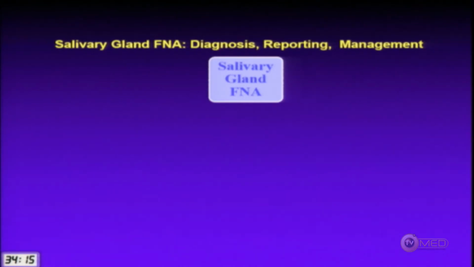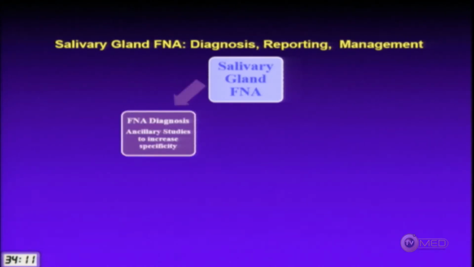So we start off with our salivary gland FNA, as you see there, and the next step is we are going to look microscopically at the sample that we got. We're going to make a diagnosis based on cytomorphologic features, and hopefully you will have enough material, maybe in a cell block, to do some ancillary studies, and in that way maybe to make a more effective definitive diagnosis.